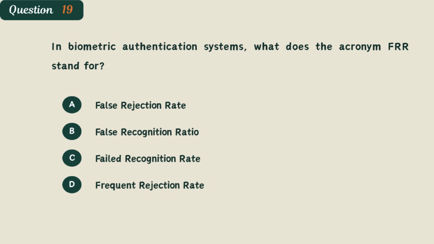Question 19. In biometric authentication systems, what does the acronym FRR stand for? A. False rejection rate. B. False recognition ratio. C. Failed recognition rate. D. Frequent rejection rate.